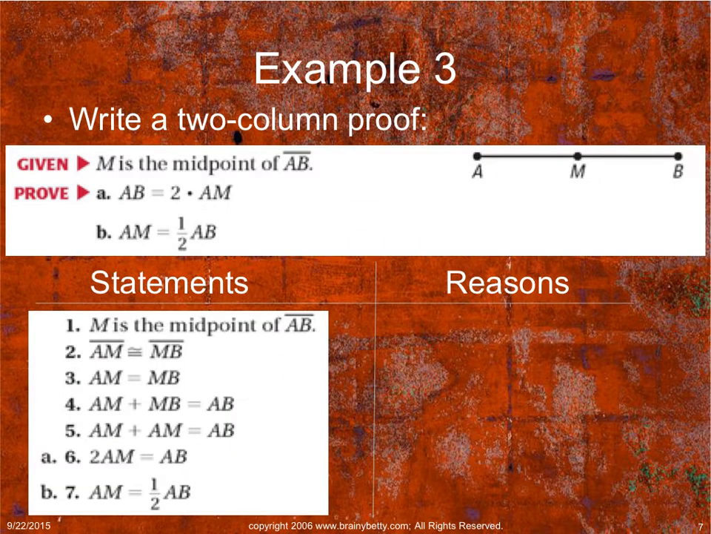All right, so this one, they're giving us that M is the midpoint of AB. So again, our first statement is given. Now, the next one, number 2, AM is congruent to MB. How do we know that? Because the given told us that. What's the given? M is the midpoint. And what does a midpoint do? It slices in half, it's equal to. Good. So by definition of midpoint, we can make this statement.